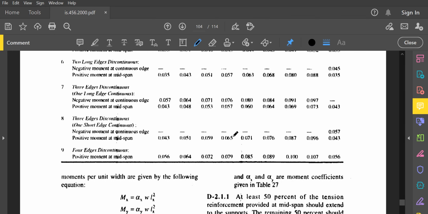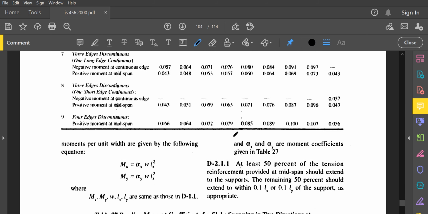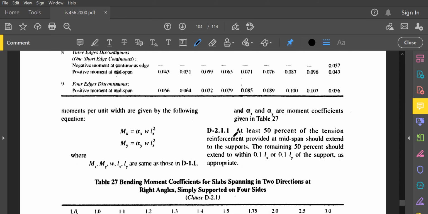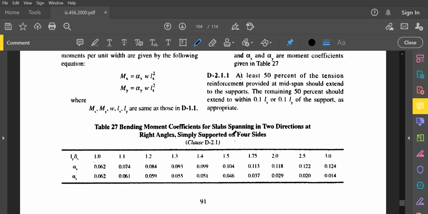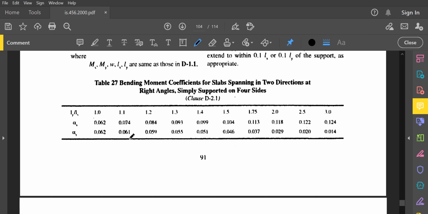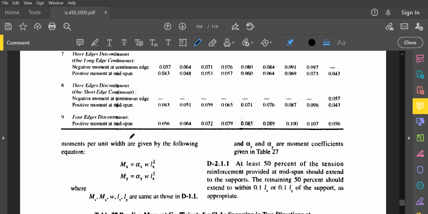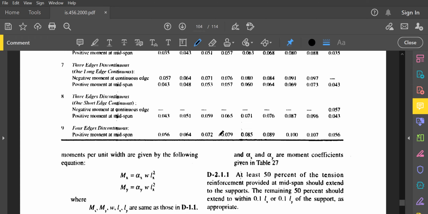And if there is no provision for prevention of lifting, that is, no torsional reinforcement provided, then you should take Table 27, and there will be only positive bending moment. And here also you could see that the four edges are discontinuous. The four edges being discontinuous means there is no continuity, and as a result there won't be negative moment developed; there is only positive moment developed here also.